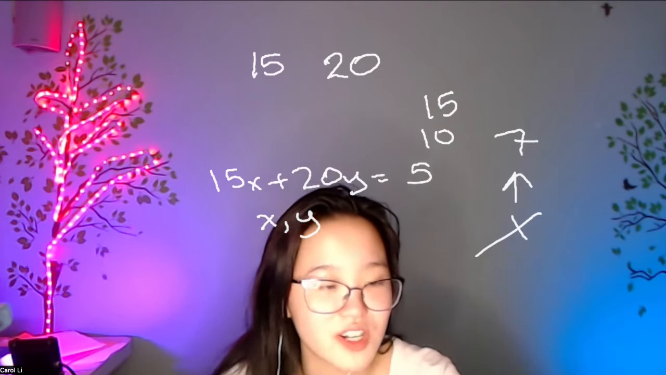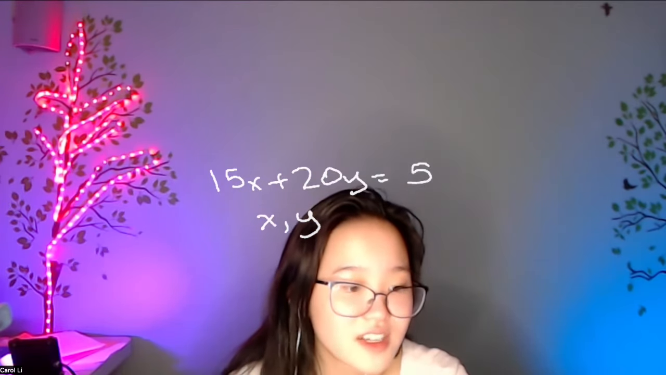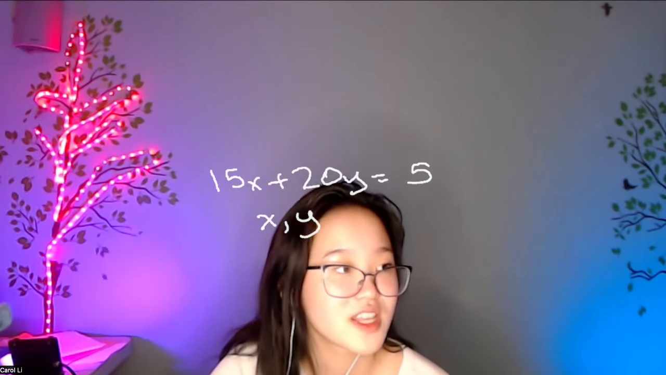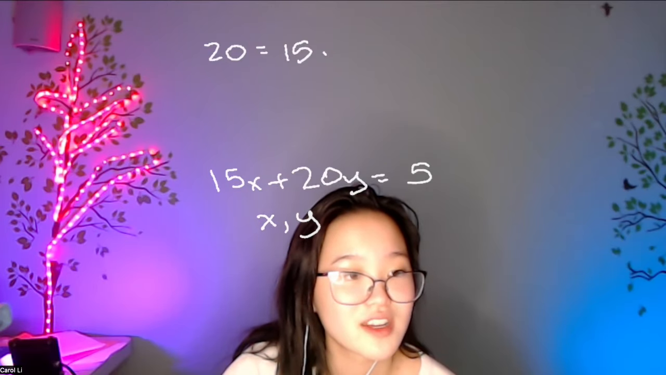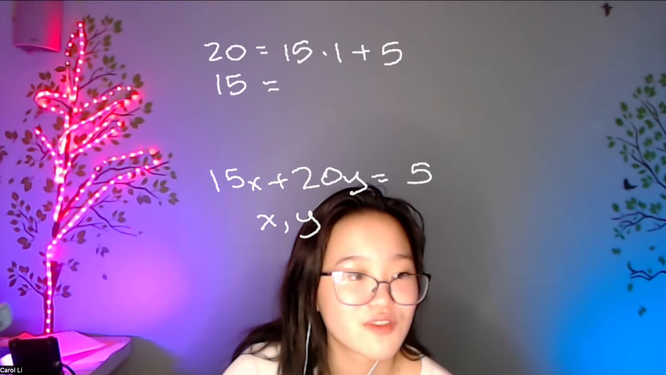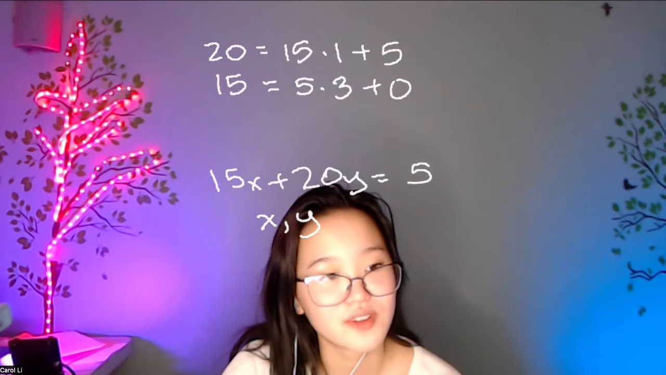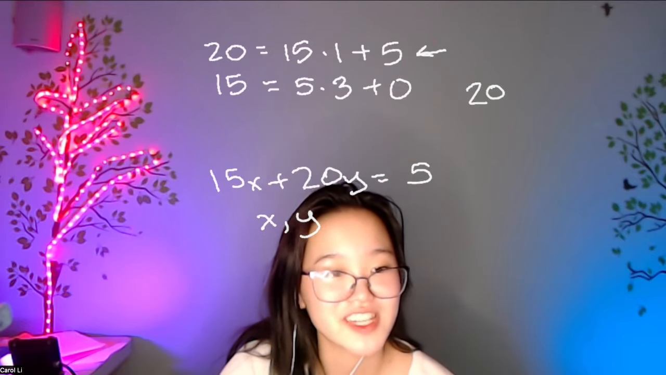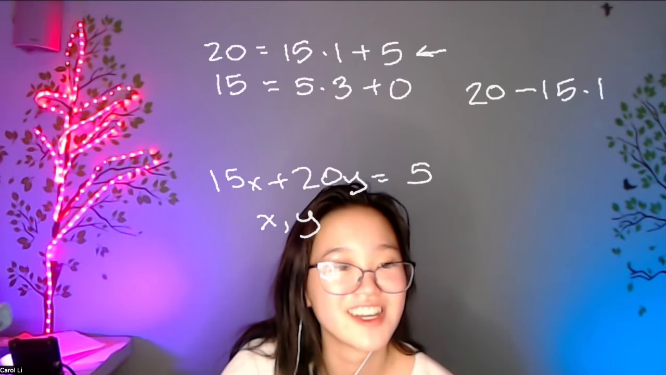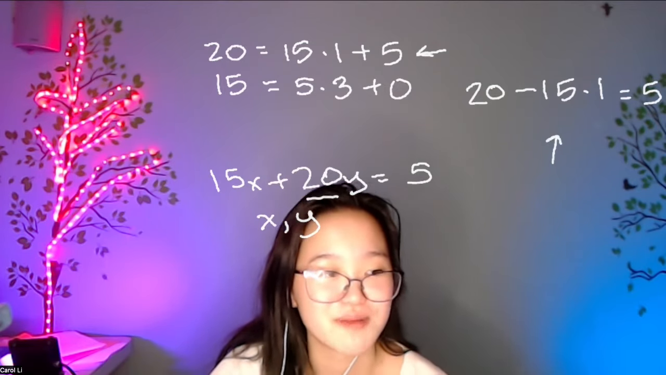Okay, I'm gonna just rush through this then. So let's start off with 20 equals 15 times 1 plus 5. And then we kind of just stop there. 15 equals 5 times 3 plus 0. So 5 is the last one. Literally, we start from the second to last one, so it would be just this equals 5. And then we would just end there because we have our original numbers.